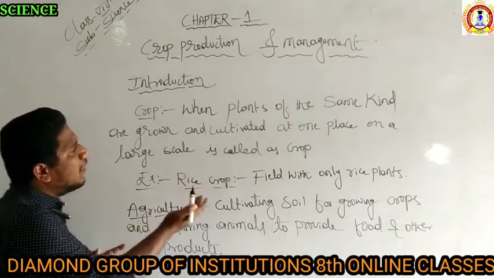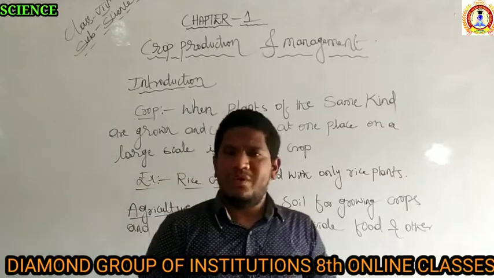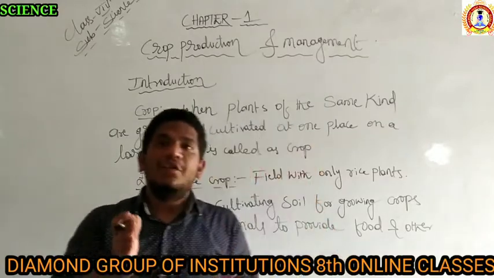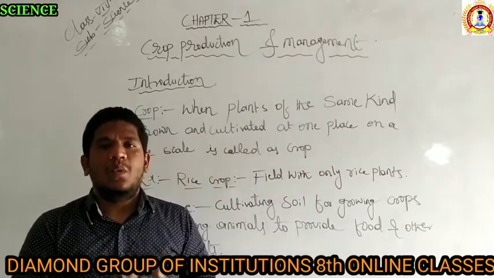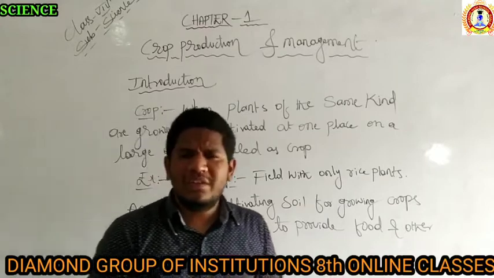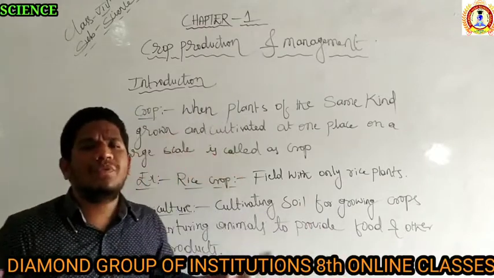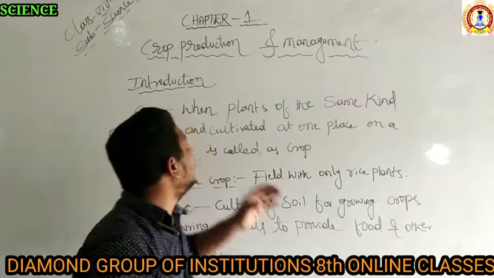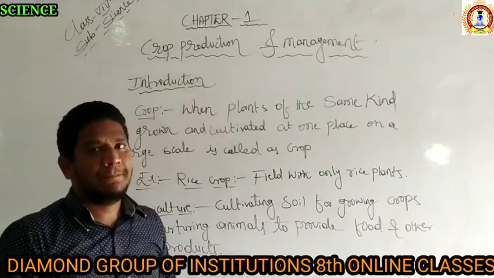And what is the need of all this crop production? What is the need of growing rice? What is the need of growing soybean? There are varieties of crops. What is the need of management and production?